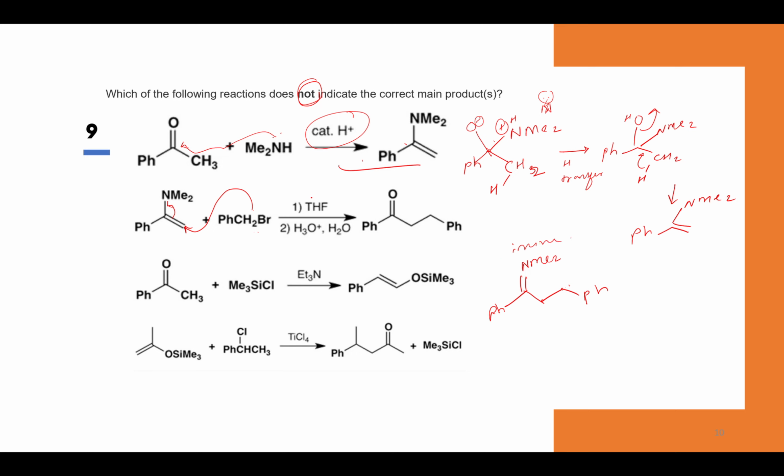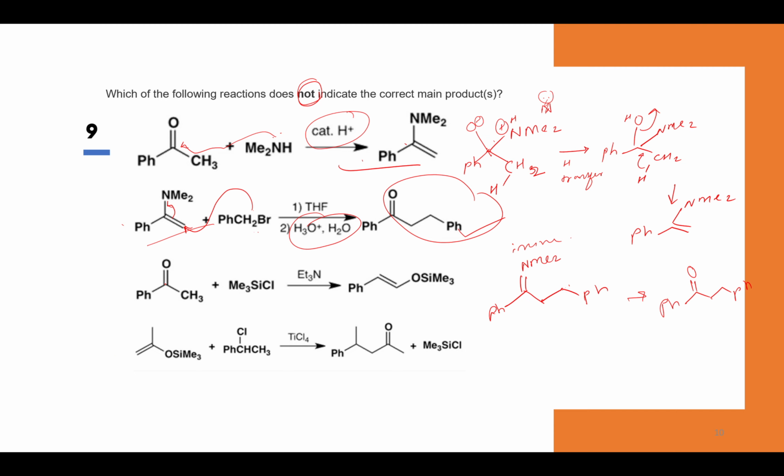Imine. Then after imine, we have hydrolysis with water, right? So it will become Ph carbonyl Ph, which is also the correct product. This is a major product. So this option number 2 is also ruled out because this is a correct reaction, correct main product.